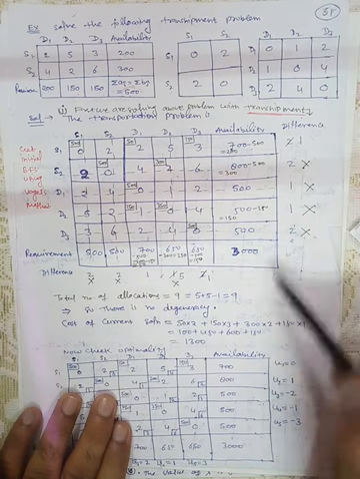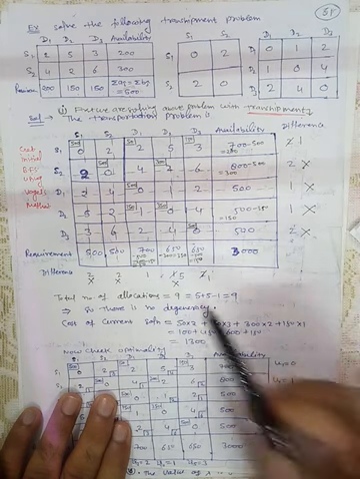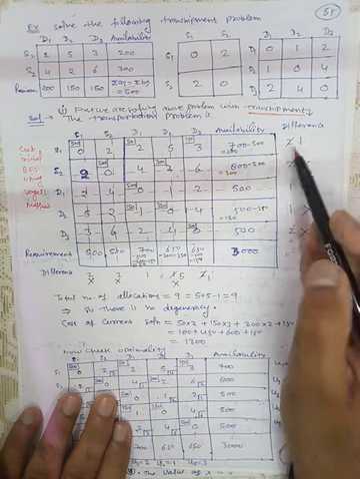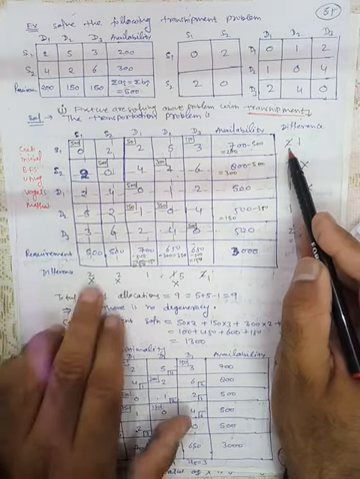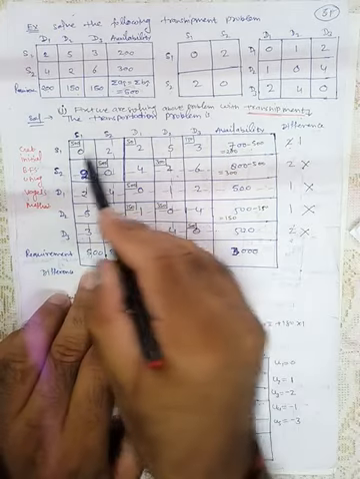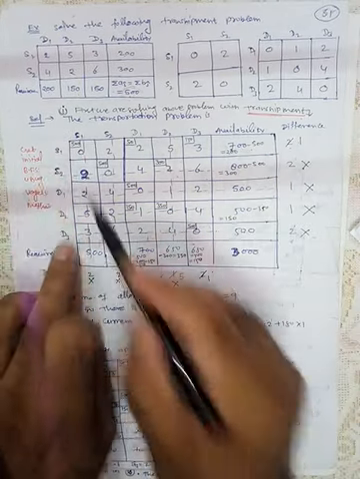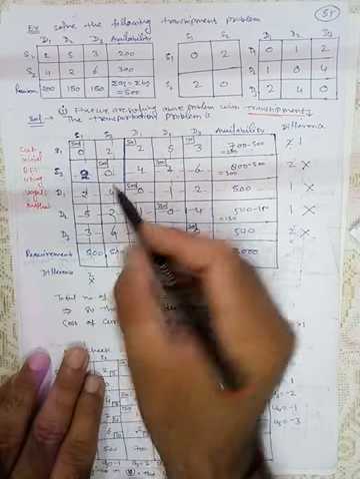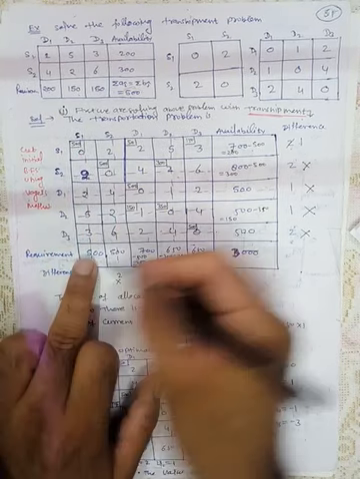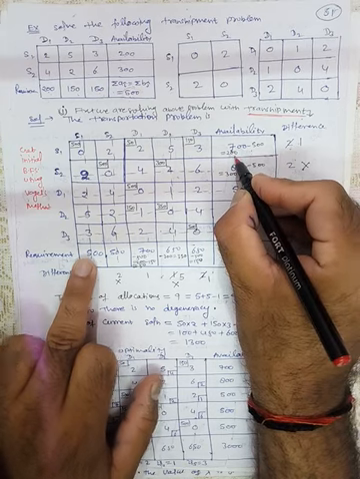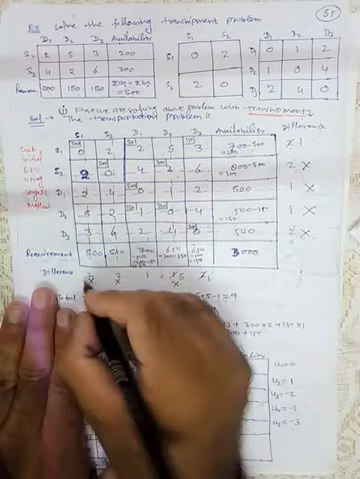Similarly in the last column 0 and 2, so the difference is 2. Among all these differences, 2 is the maximum one. So let us take the first one. In the first one the minimum cost is 0. Here is 700, here is 500, so allocate 500 here and then cross off this column and subtract 500 units, so 200 units left. Fine. Now this column is crossed off.